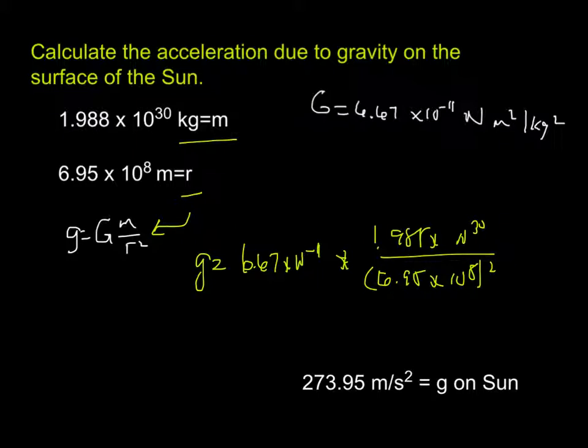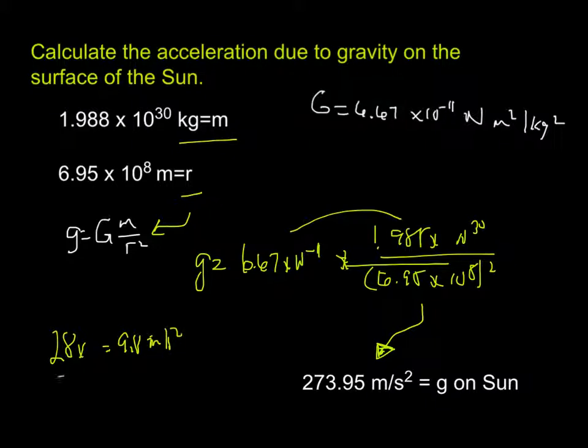So once you calculate all this out, I'm going to multiply these two and divide by this one. You should end up somewhere roughly around 273.95 meters per second squared, or 274 meters per second squared, which is the gravity on the Sun. We are roughly 9.8 meters per second squared. The gravity of the Sun is roughly 28 times more than the gravity on the Earth.